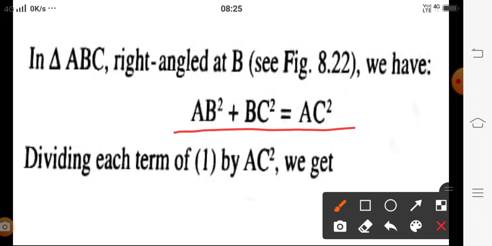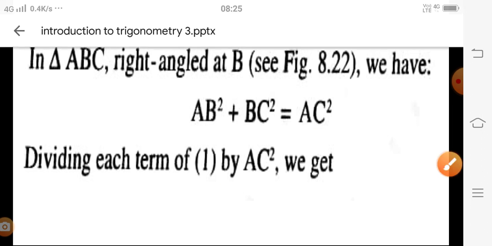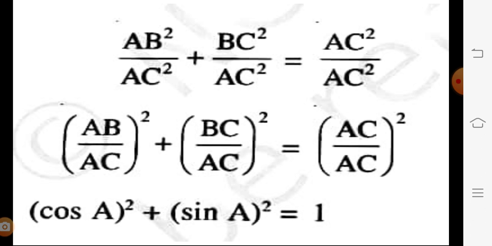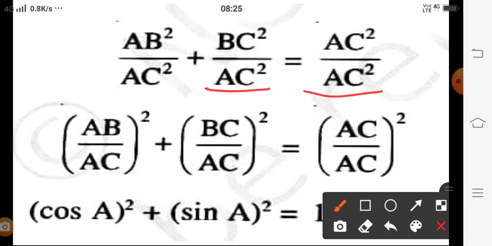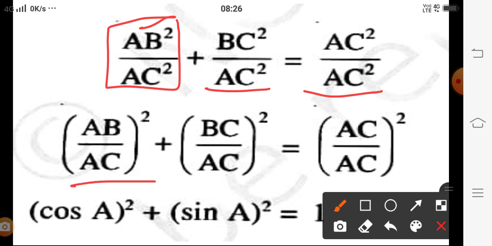And if you are dividing all the values by AC square, then what are we getting? AB square upon AC square plus BC square upon AC square is equal to AC square upon AC square. And AB square upon AC square is written as AB upon AC whole square. Similarly, BC upon AC whole square and AC upon AC whole square. AC gets cancelled out, we are getting 1 square.